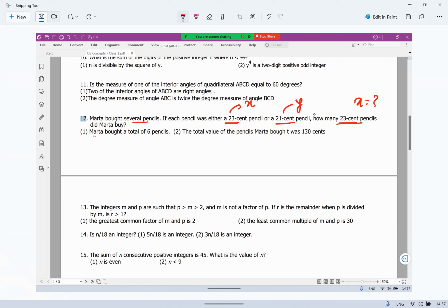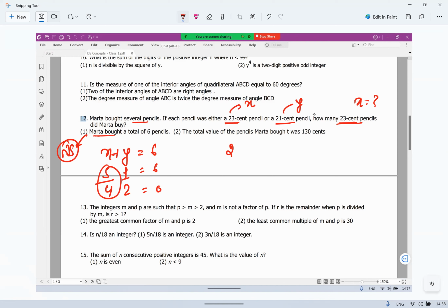So it says Martha bought a total of 6 pencils. It means X plus Y is equal to 6. Simple, straightforward logic. Now, X can be 5, Y can be 1; X can be 4, Y can be 2, and you will get 6 over here. The moment I've got two different values of X, I can say statement number 1 is not sufficient, because the logic behind a 'what' type of question is that you should get a unique numeric value.